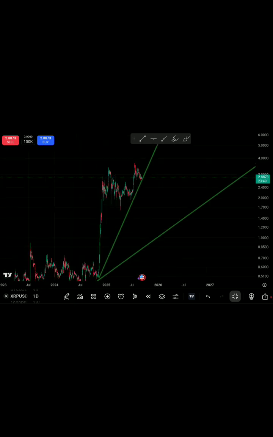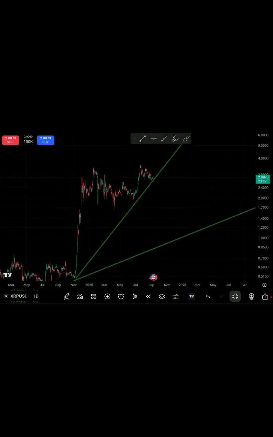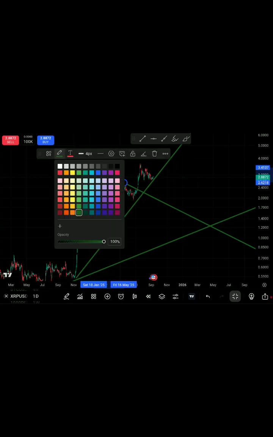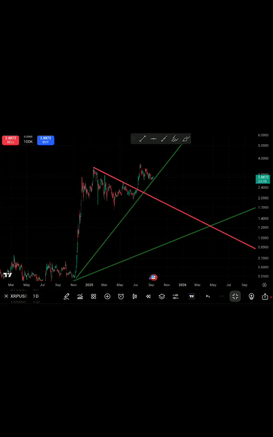Do we have something to draw on the screen? Yes, of course we have. So we have our downward trend line here. Look at it here. This is a downward trend line. I prefer using green for my uptrend line, then red for my downward trend line.